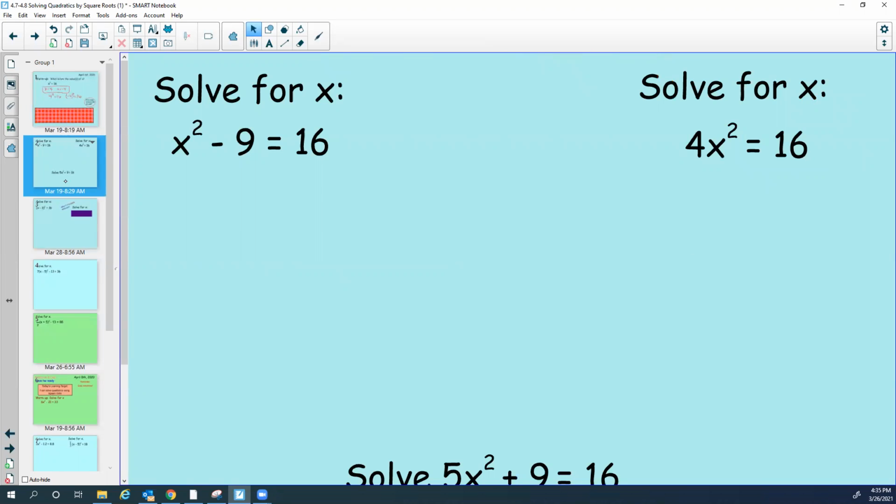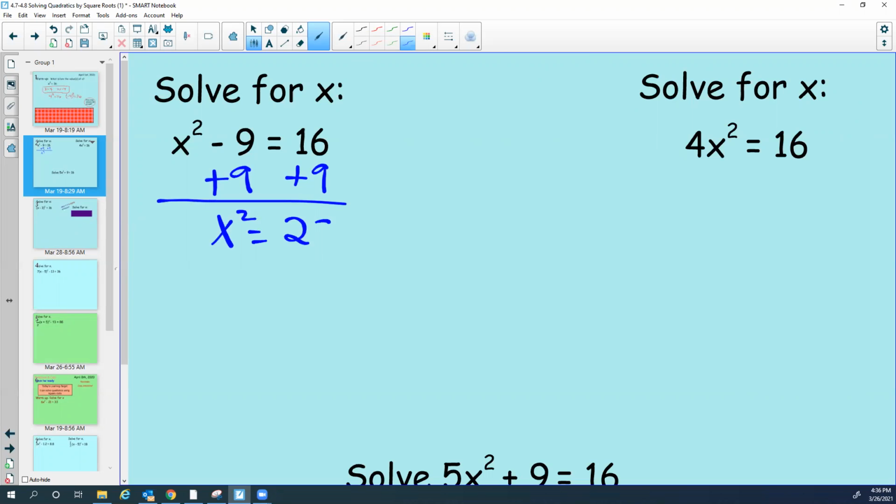All right, so each of these, we're still just solving for x. That's our goal. So on this first one, I got x squared minus 9 equals 16. It's kind of like we're going back to what we did at the beginning of the school year of solving for x, except for now I got a squared that I need to deal with. That's the only big difference. So add 9 to both sides. I get x squared equals 25. To get rid of that squared, I take the square root of 25, and I get x equals 5, x equals negative 5.